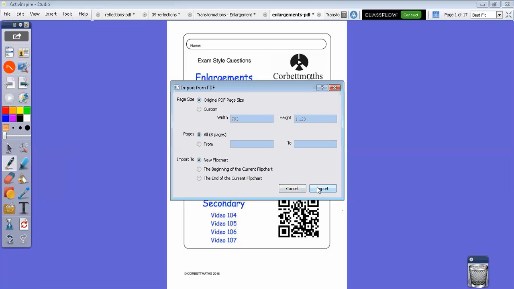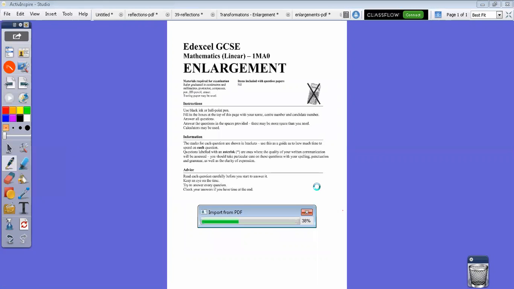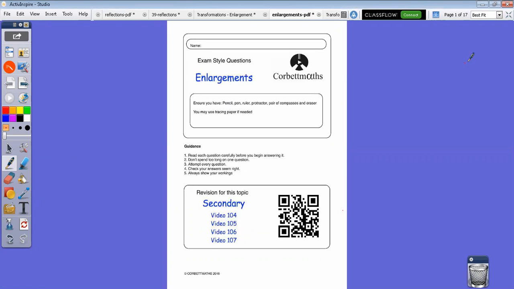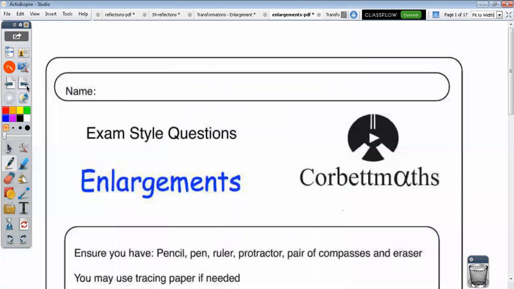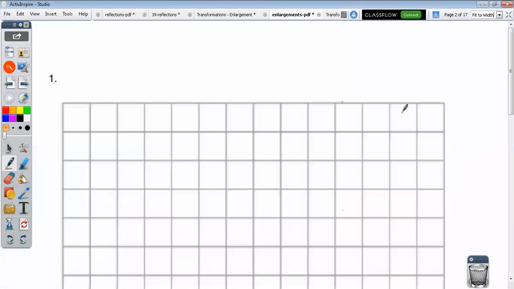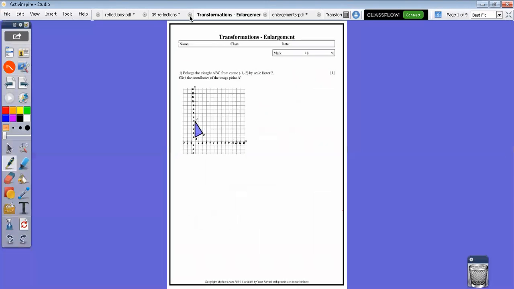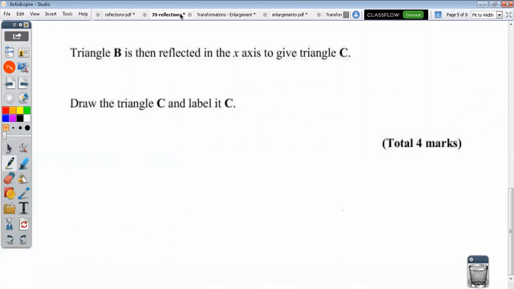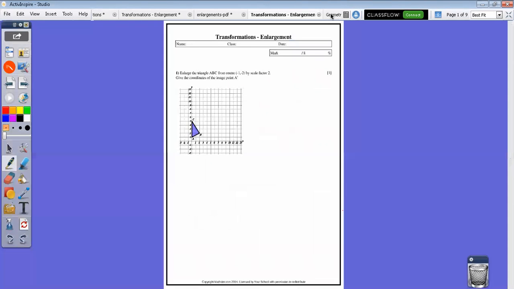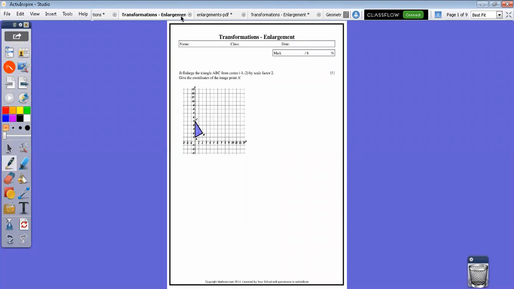Okay, so I now have everything that I want. Then I'll show you the techniques for enlargement. Okay, that's fine. Just need to close certain pages.